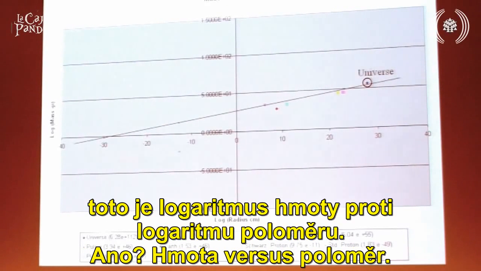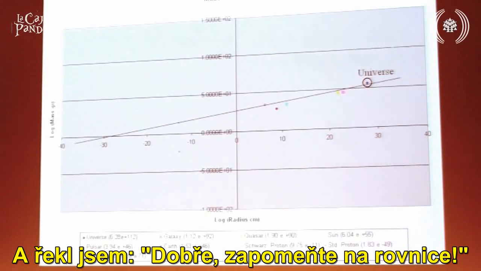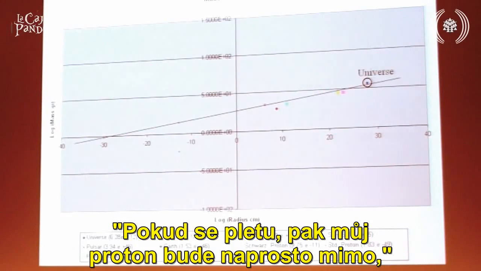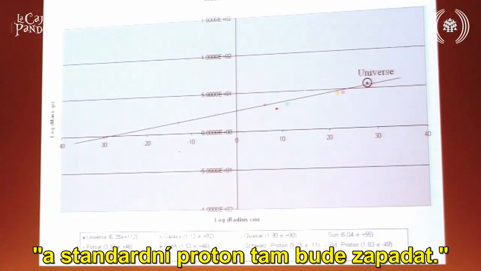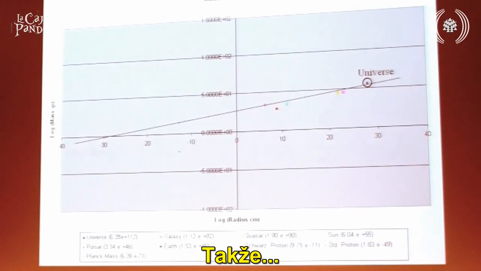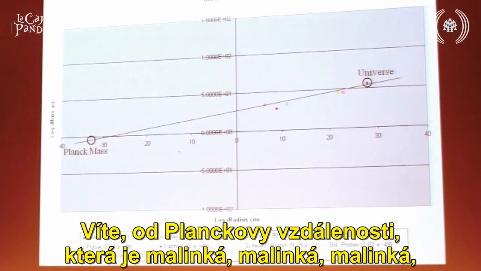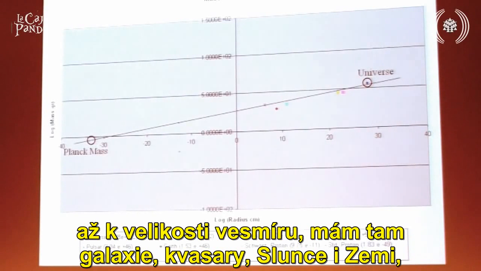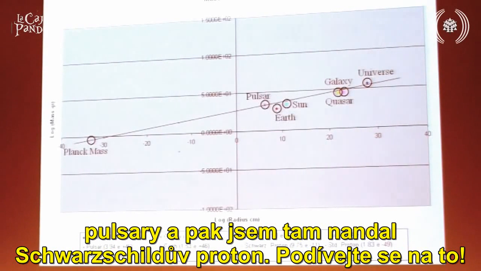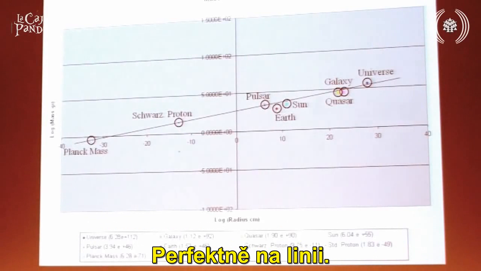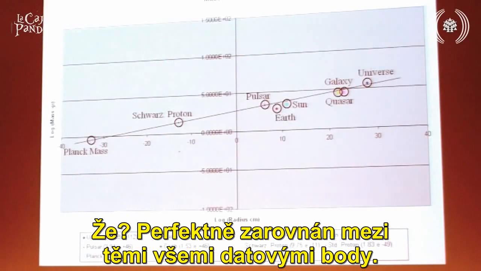Here's the universe. And so this is the log of the mass against the log of the radius, right? Mass and radius. And I said, okay, forget equations. If I'm wrong, my proton is going to be completely off, and the standard proton is going to be correct. So from the Planck mass, which is teeny, to the universal size, I put galaxies, I put quasars, the sun, even the earth, pulsars, and then I put the Schwarzschild proton. Look at that. Perfectly on the line, right? Perfectly on the line of all these data points.